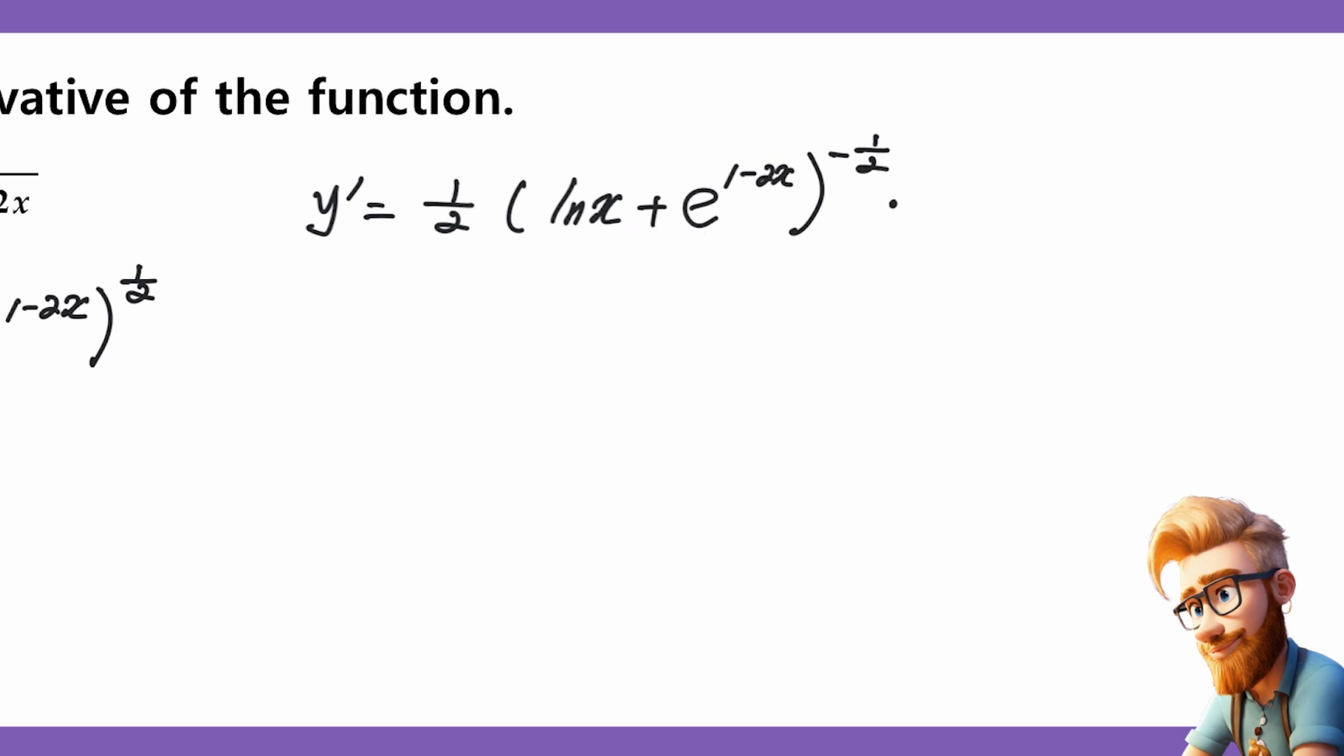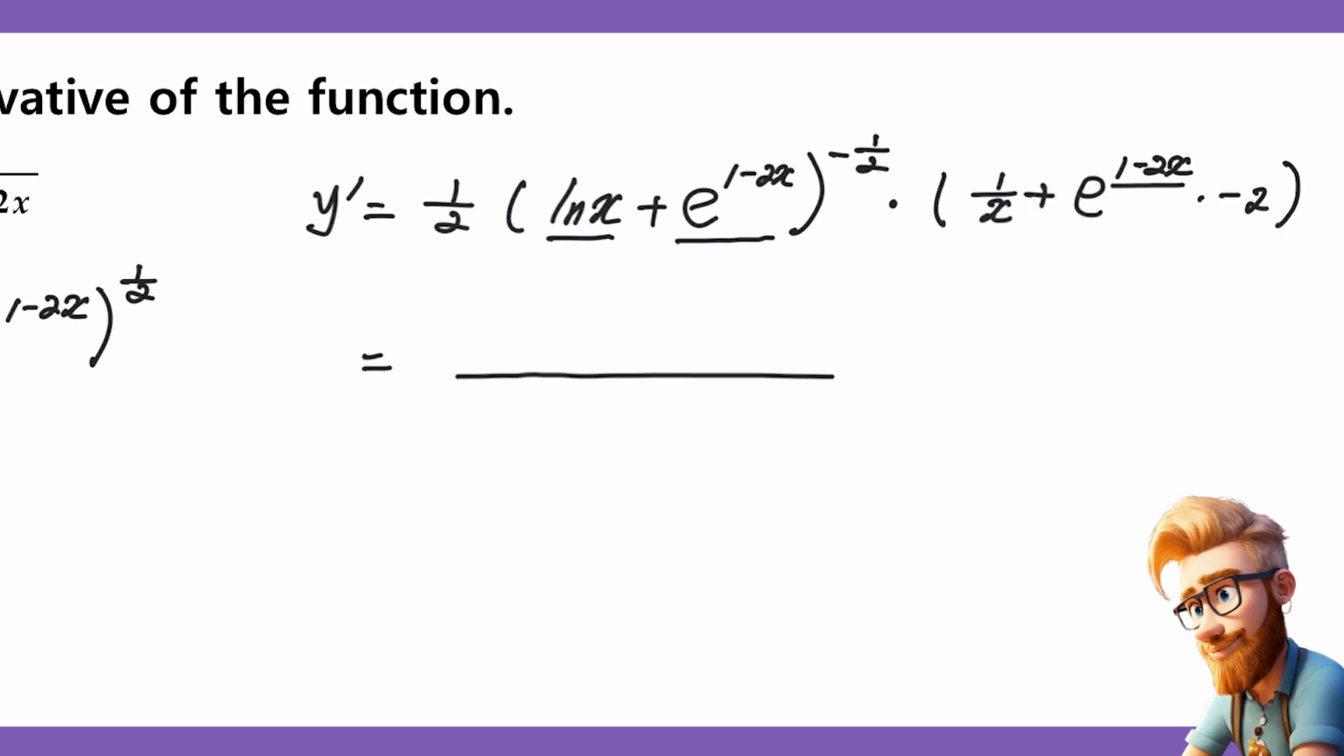That's chain rule, right? So the derivative of natural log x is 1/x, plus the derivative of e to the 1 minus 2x. For the exponential function, we have to rewrite the whole expression and multiply by the derivative of the exponent. Chain rule, right? So 1 minus 2x, the derivative is negative 2. So far so good. So let's simplify this.